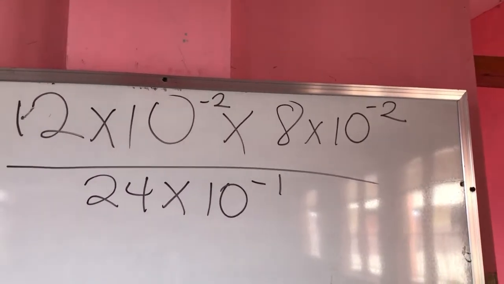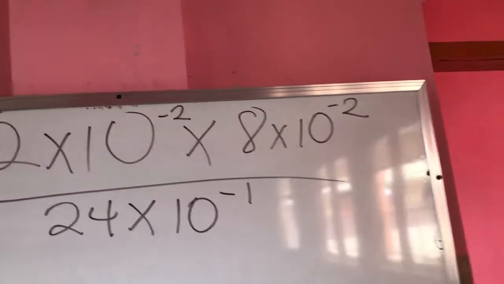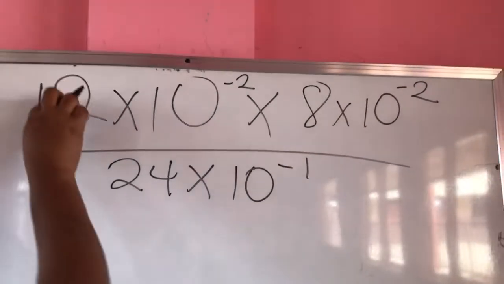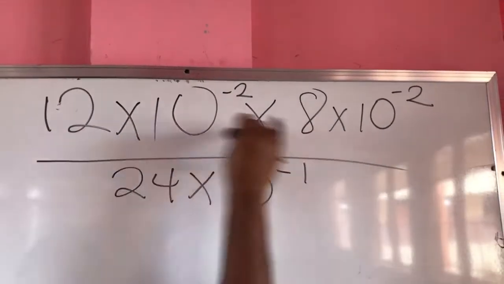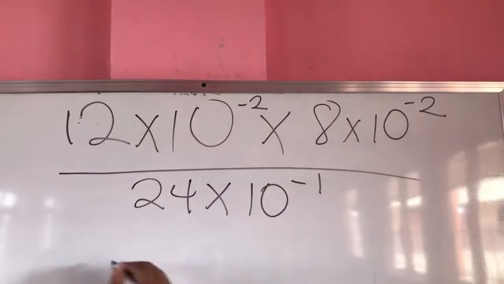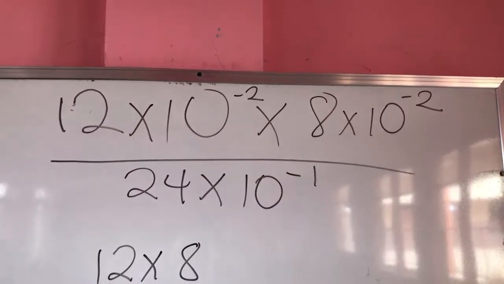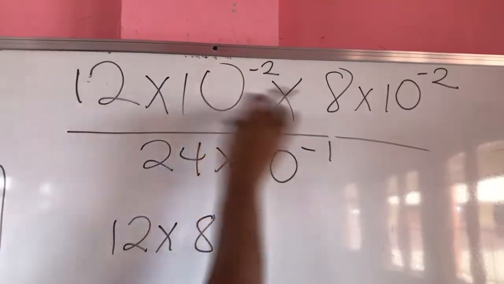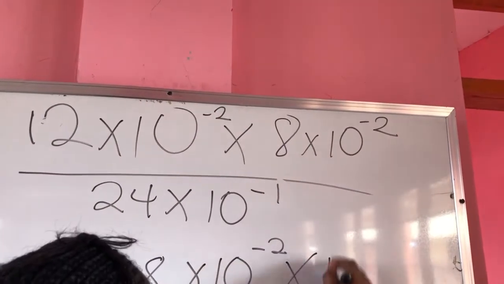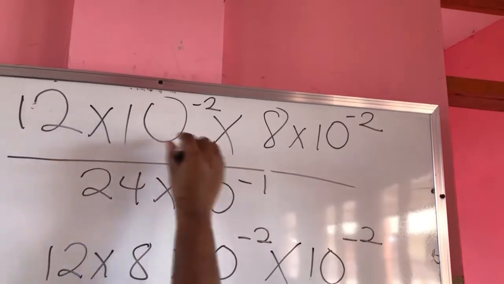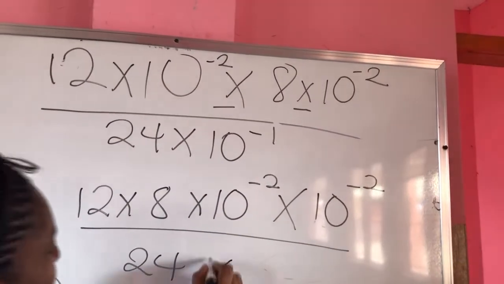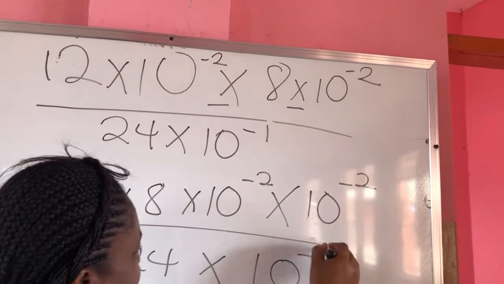Now, at this point, the next thing you do is group all common numbers. Whole number will go for whole number and base will go for base. So we have 12 times 8. Please do this for me in the assignment. You are grouping them: 12 times 8 times 10 raised to the power negative 2. Then you pick 2 times 10 raised to the power negative 2. Please don't put division when there is a multiplication sign here. All divided by 24 times 10 raised to the power negative 1.